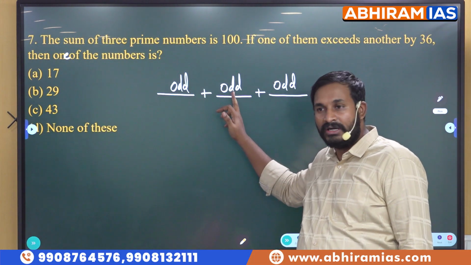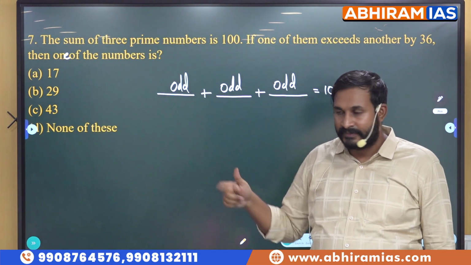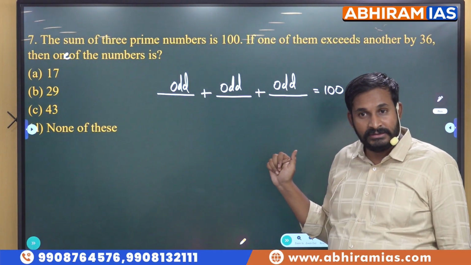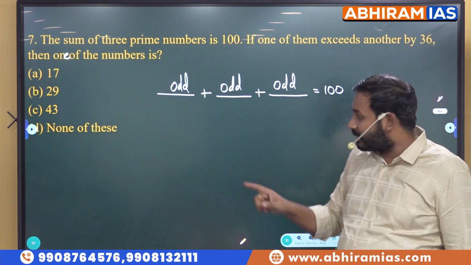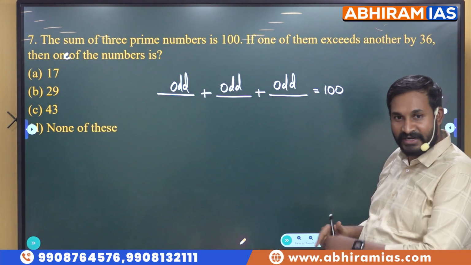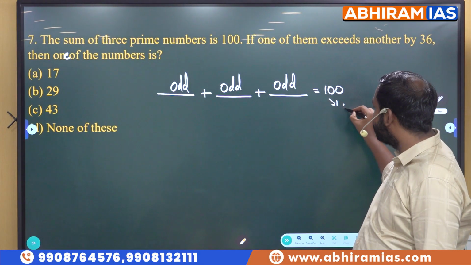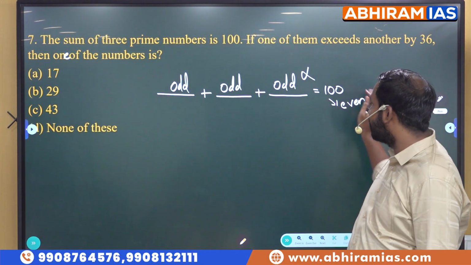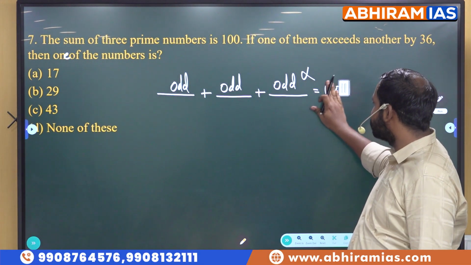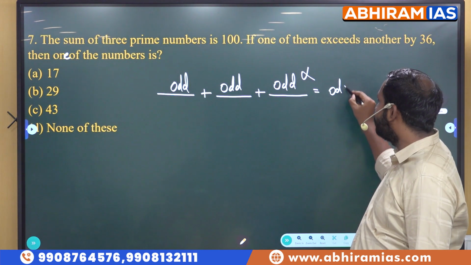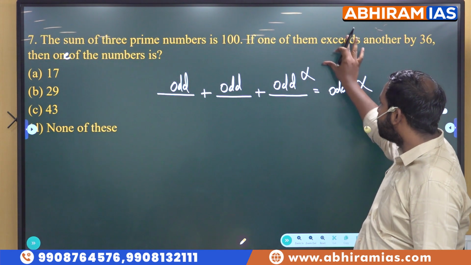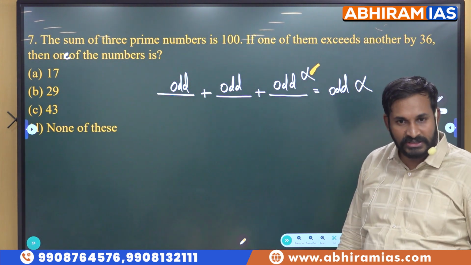So odd plus odd is even. Even plus odd is odd. Actually odd, but what do I have here? Even, right? So all 3 odd numbers is ruled out. This condition is not at all possible. Why? Because this should be odd, but they gave us 100, so this logic is ruled out.